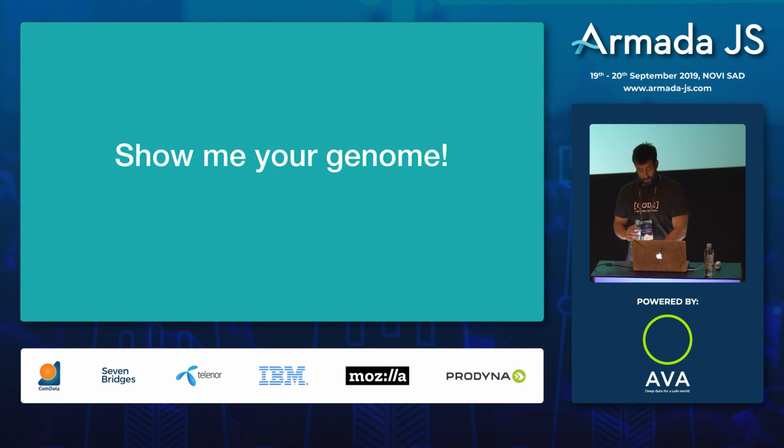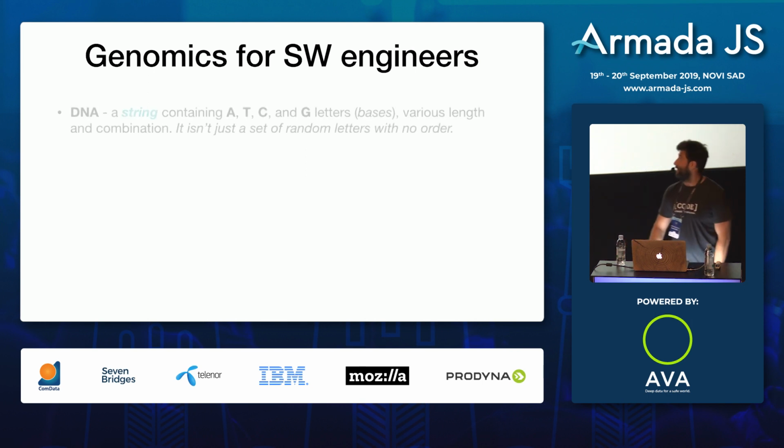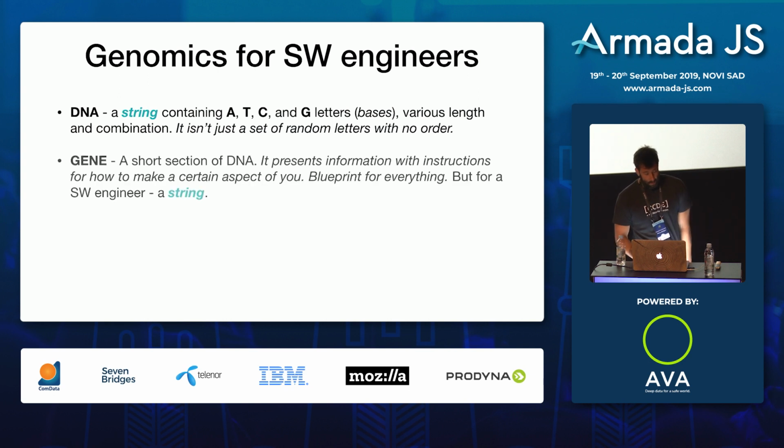Okay, show me your genome. What is a genome? I'll give you a crash course about genomics, seen from the perspective of a software engineer. So let's start with DNA. DNA is a string containing A, T, C, and G letters, which are actually called bases. It could be of various length and combination. It isn't just a set of random letters with no order, it's a string. What's a gene? It's a short section of DNA. It presents information with instructions for how to make a certain aspect of you. It's a blueprint for everything, but for a software engineer, it's just a string.